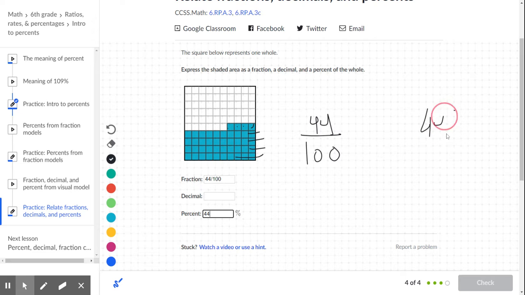I take my 44%, I turn my percent sign into a decimal, move it to the left twice, boom, boom, 0.44.